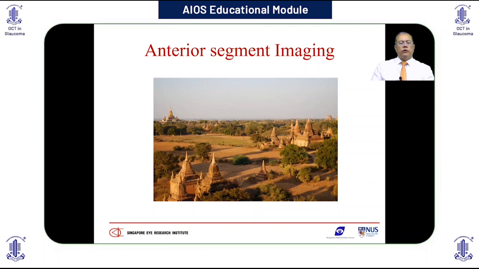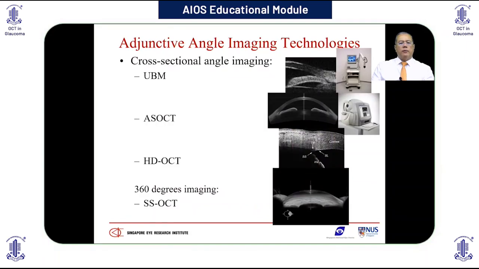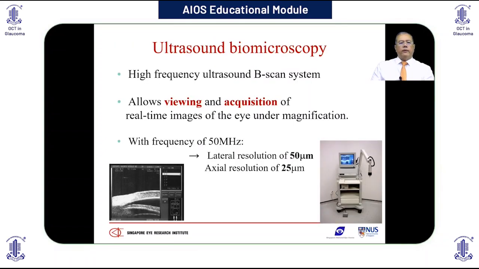Let's move on now to different methods of anterior segment imaging. Here you can divide them into cross-sectional angle imaging or 360 degrees imaging. The earlier method of looking at the angles relied on using ultrasound B-scan systems, and this allows viewing and acquisition of the angles in real time with a frequency of 50 megahertz.